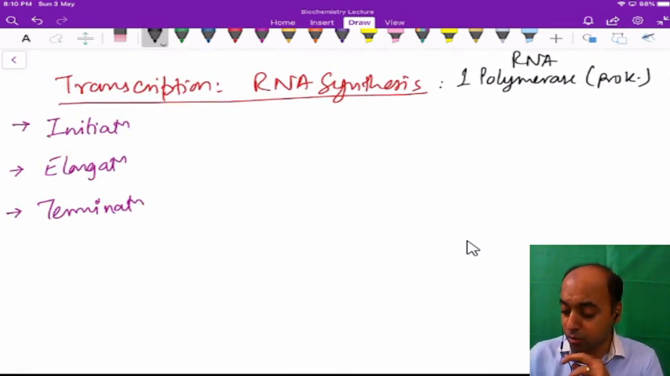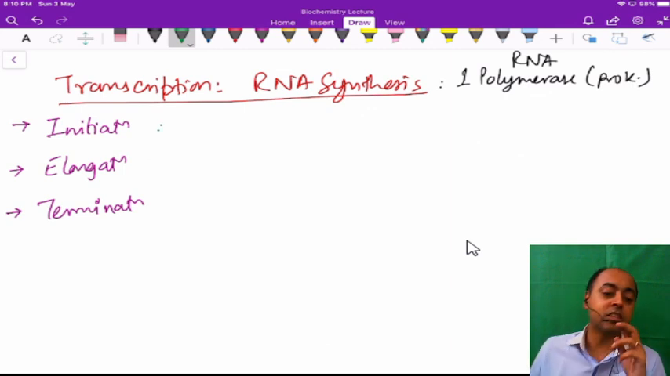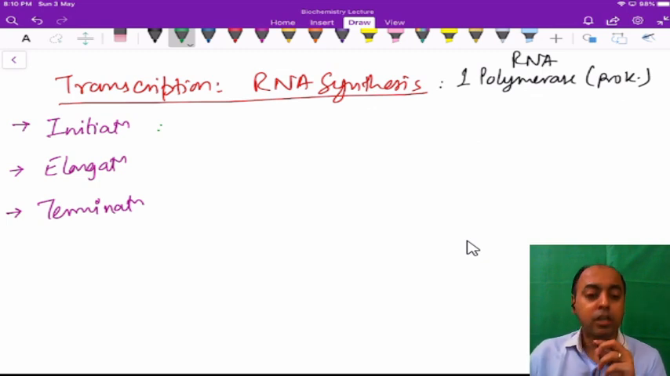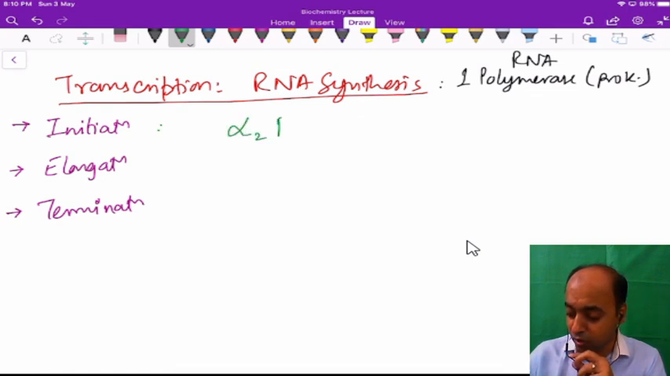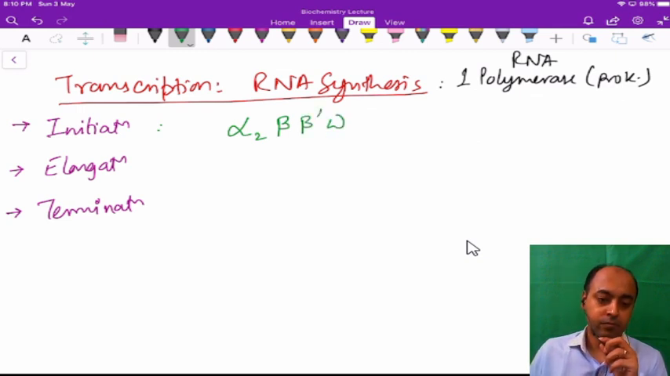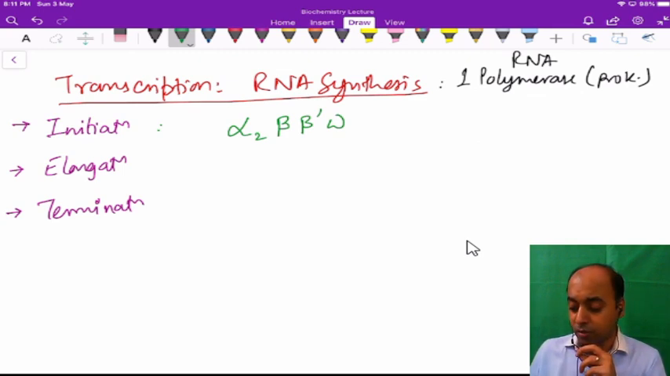So let's talk about initiation. We are doing this discussion again in the prokaryotes. We talked about the replication in the prokaryotes, and now we're talking about the transcription also in the prokaryotes. The RNA polymerase in the prokaryotes has multiple subunits. It has two copies of alpha, one copy of beta, one copy of beta dash, and one copy of the omega subunit. These are the 5 subunits in the RNA polymerase of the prokaryotes.